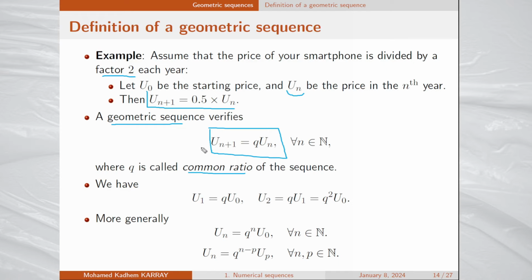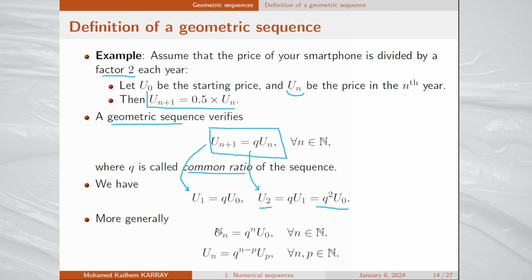Obviously, applying this formula, we may get that u1 equals q multiplied by u0, and also u2 equals q multiplied by u1, which equals q squared multiplied by u0.